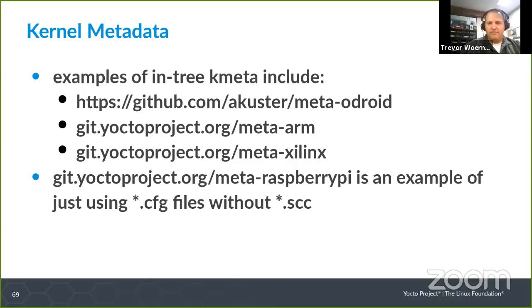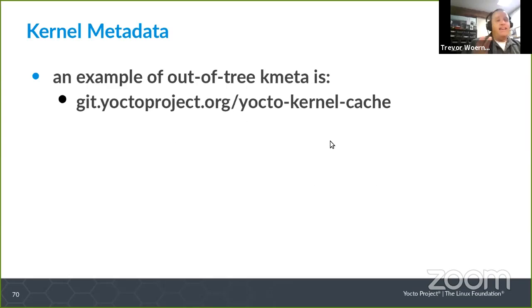Go back to the slides. So that's pretty good. Those were all examples of having metadata in tree, in your BSP layer. Of course, it's not restricted to just BSP layers. BSP is where it's used a lot, just for enabling features, but those were BSP examples. Anyway, those were in tree.